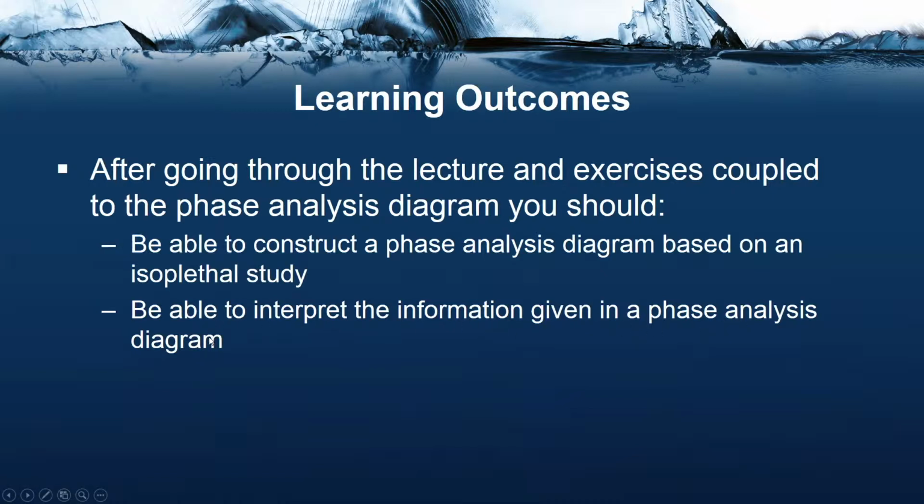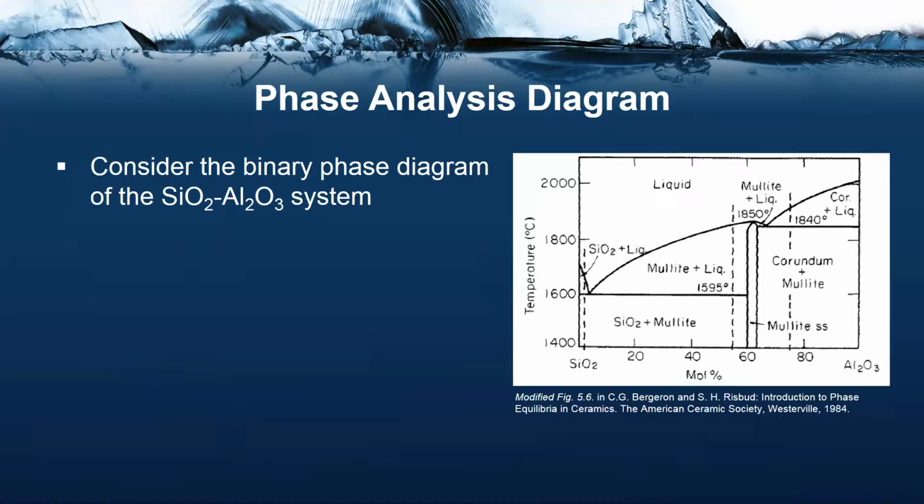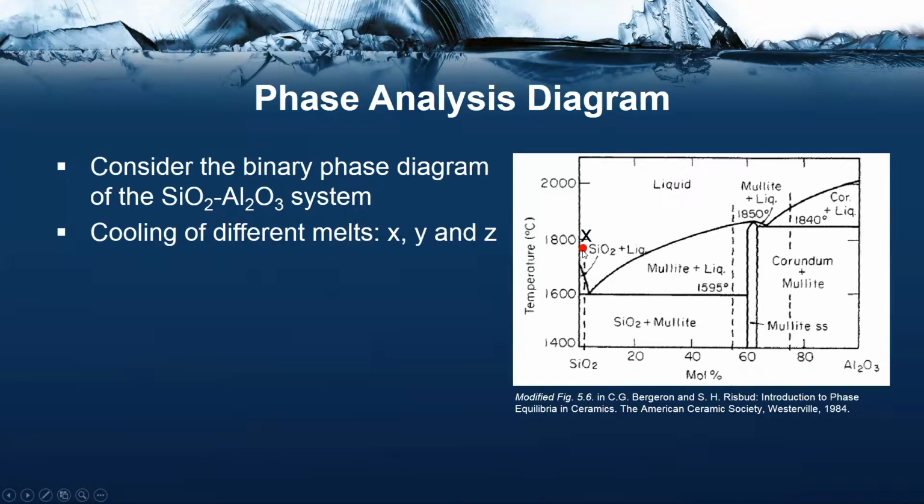In order to introduce the concept of phase analysis diagrams, we'll consider an example of a real system, namely the SiO2-Al2O3 system. In the figure, we have the said system, that is the one of silica and alumina. As you can see, the diagram is plotted in mole percent, and we have a few different phases as well as a solid solution here, which is named mullite. So let's consider the cooling of three different compositions. And these compositions are X, Y, and Z, marked here.